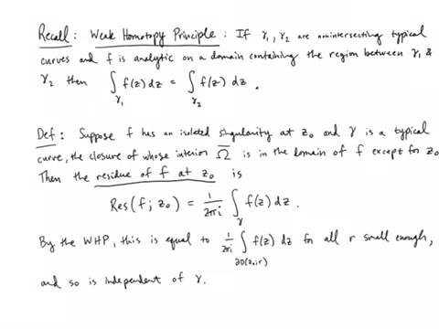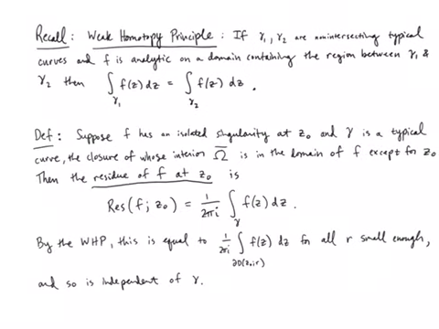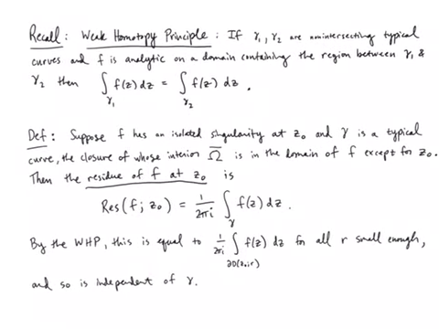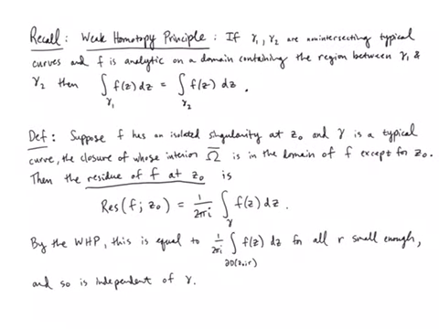All right, so now before the next definition, I need to remind you of a result from a few weeks ago, which I called the weak homotopy principle. And this says that if you have two non-intersecting typical curves and f is analytic on a domain containing the region between gamma 1 and gamma 2, then the integral of f along gamma 1 is the same as the integral of f along gamma 2. Okay, so this is proved by Green's theorem.